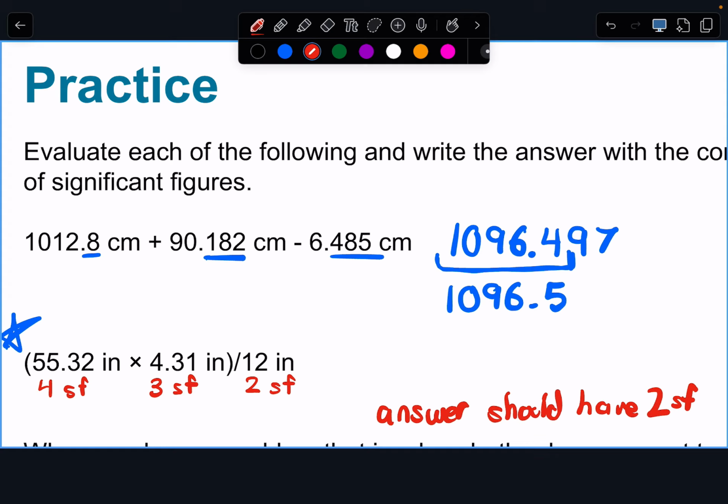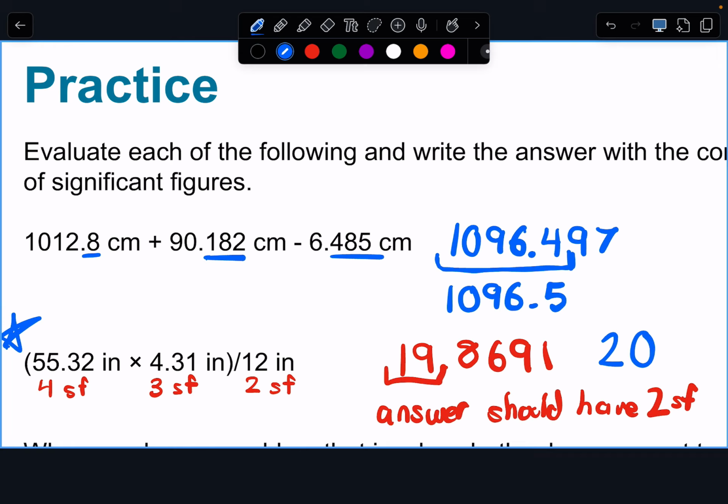So 55.32 times 4.31 divided by 12. So the answer comes out to be, oh, I love this one, 19.8691. Okay? But my answer should only have 2 significant figures. So I want to go here, but that's an 8. The next digit's an 8, so I need to round up. So the inclination would be to write it as 20.